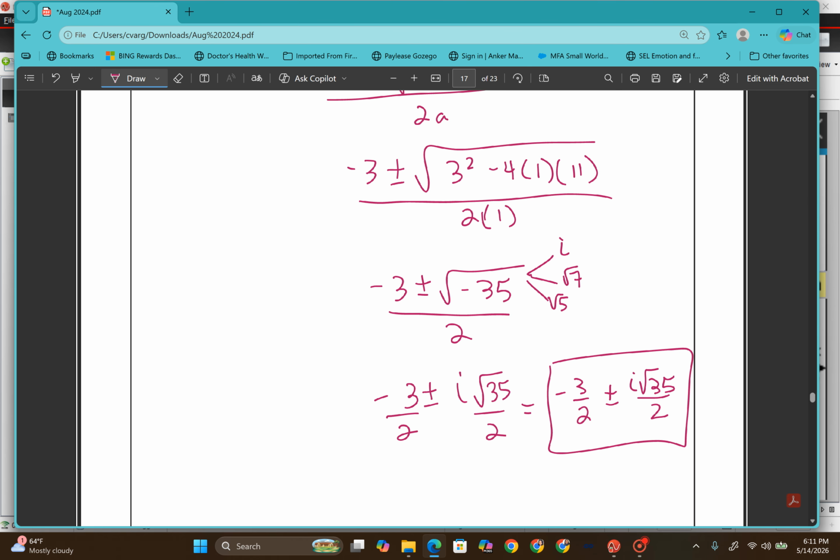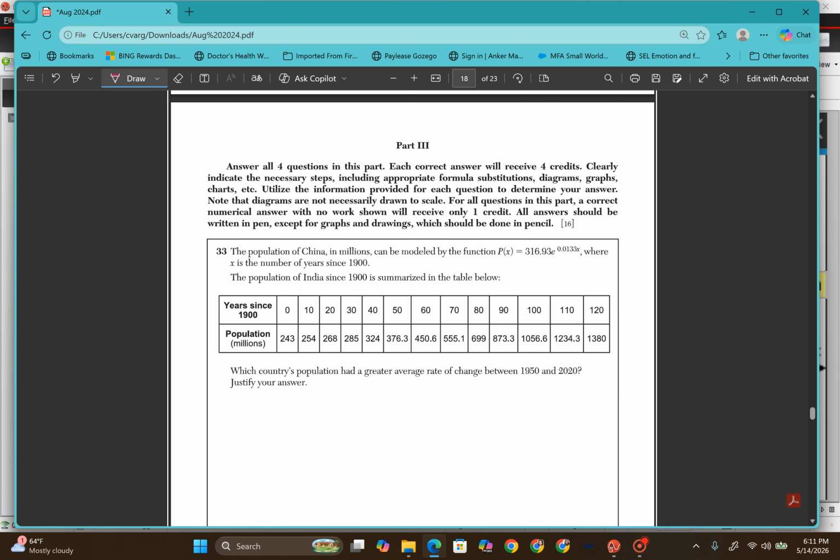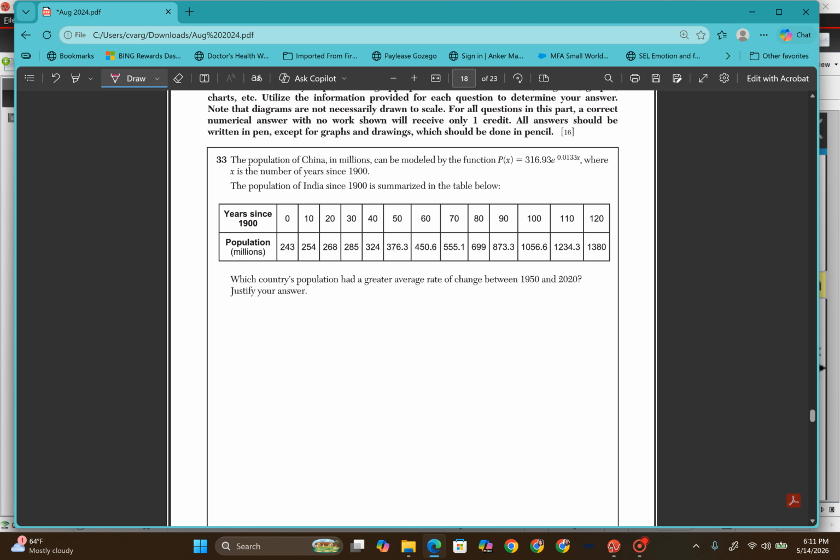All right. This one, I was shocked at how many people got this wrong. Average rate of change. As soon as you hear that, it's our first lesson. That's what should come to mind. So 1950, right? Where's 1950? It says how many years since 1900. So that is 50 years after. And then 2020 is going to be 120 years after 1900.